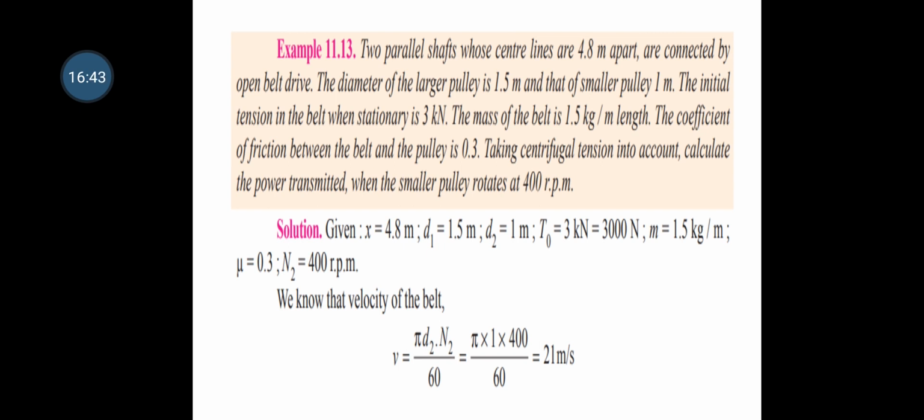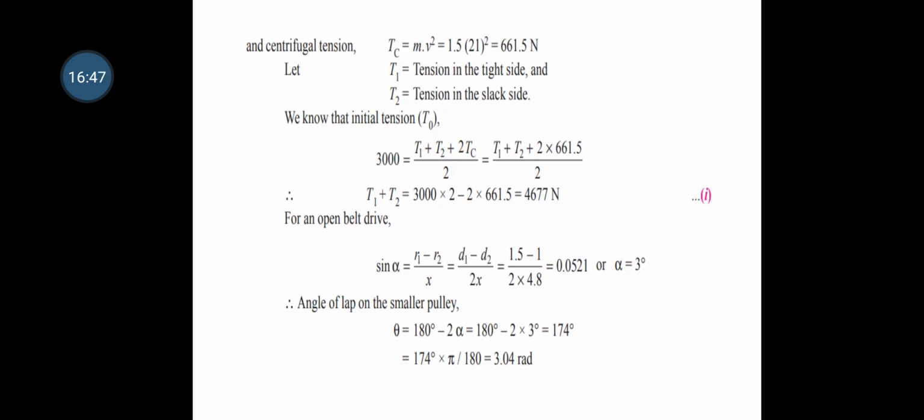The centrifugal tension Tc is equal to m v square. We already know the mass and the velocity of the belt. So Tc is equal to 661.5 Newton.